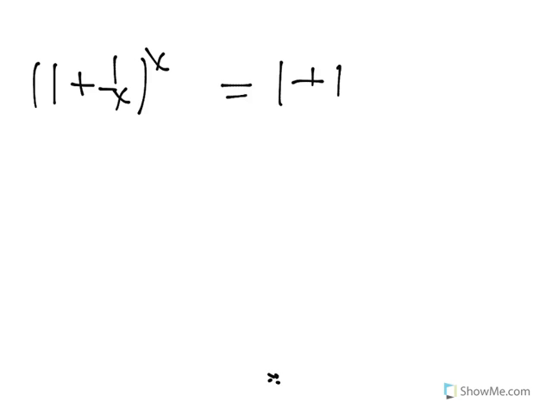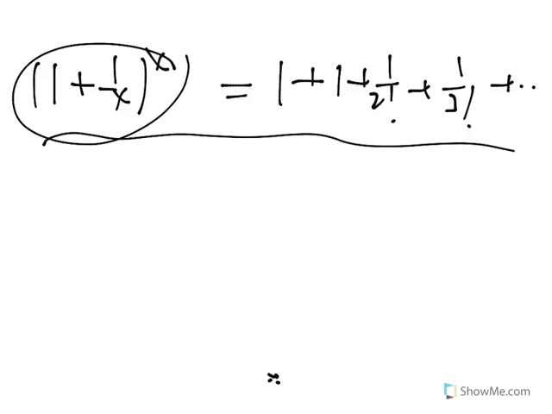These formulas seem so unrelated. You have the (1 plus 1 over x) to the x power, and that's equal to, they're saying, 1 plus 1 plus 1 over 2 factorial plus 1 over 3 factorial. I want to show you why it is that this thing is equal to that.